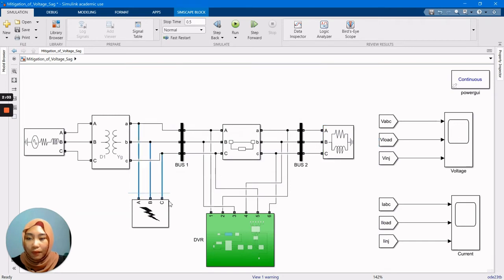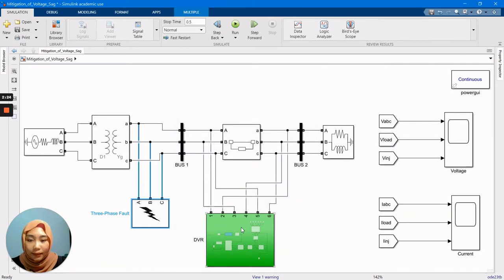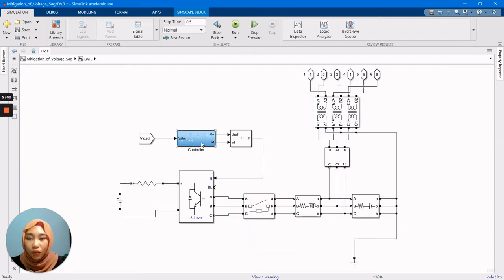And then we have the three-phase fault over here. This block is used to create the voltage sag in the system by adjusting the switching time for when the fault will occur, which will be discussed later. And then the mitigation technique to compensate the voltage sag is by using the DVR, dynamic voltage restorer. This is the system. When we click, we will have the controller subsystem as well as other components.